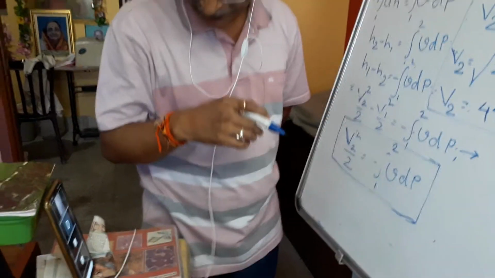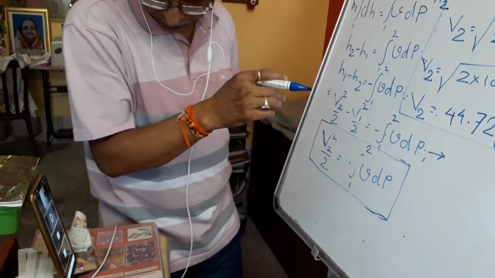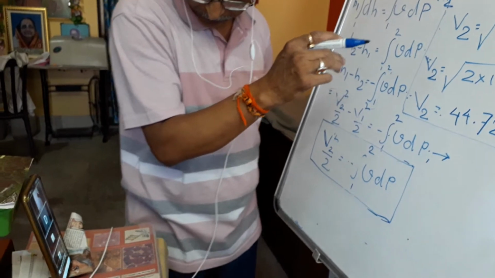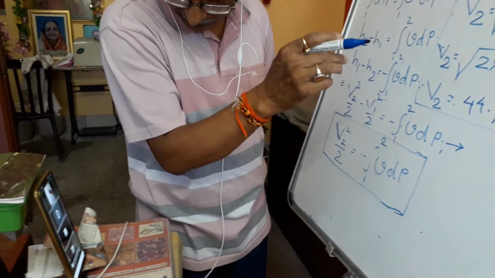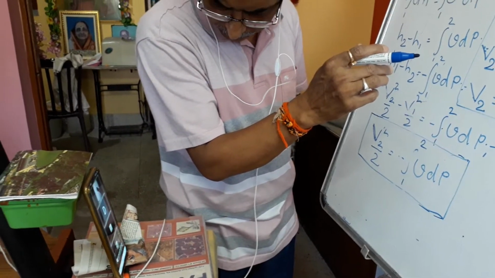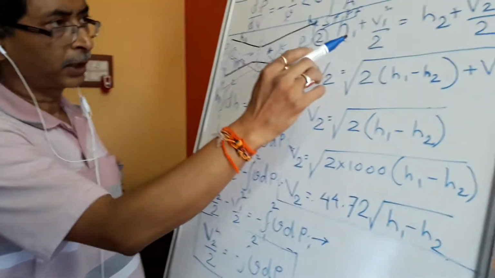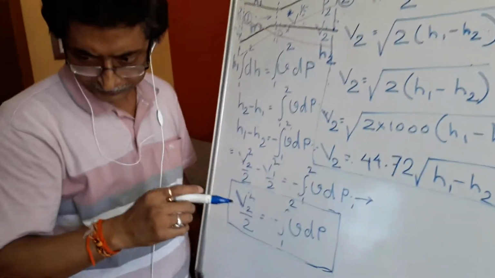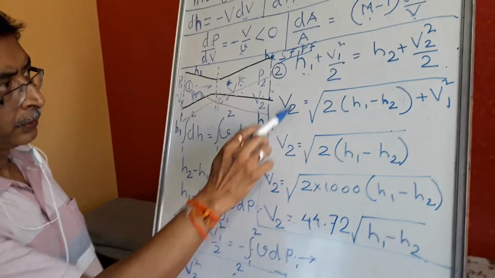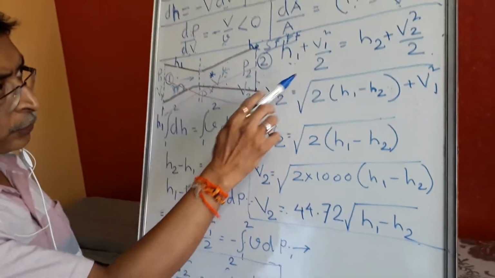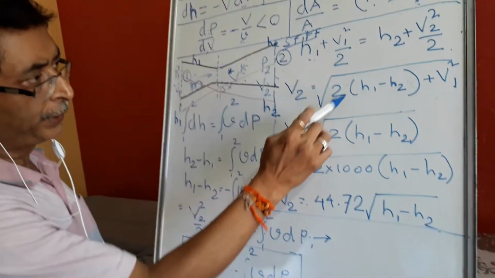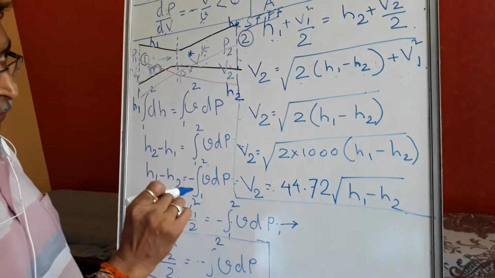So then you are getting it? Getting it? Okay. Then V2. From this relation we came to know V2 can be written as root over 2 into (H1 minus H2) plus V square 1.